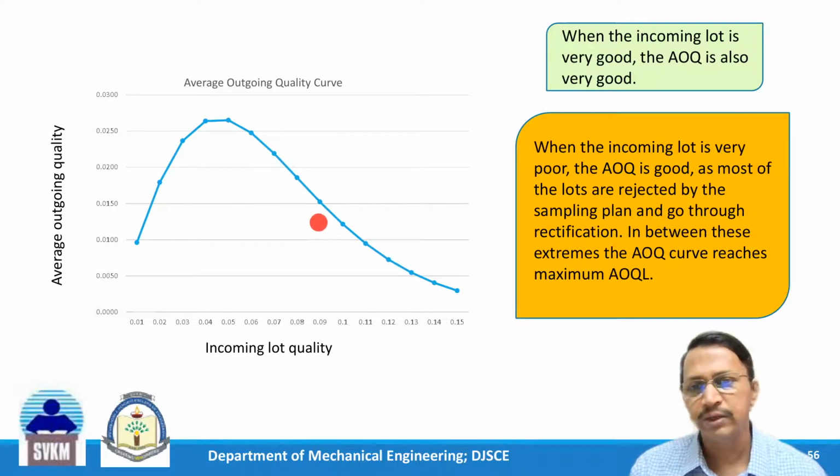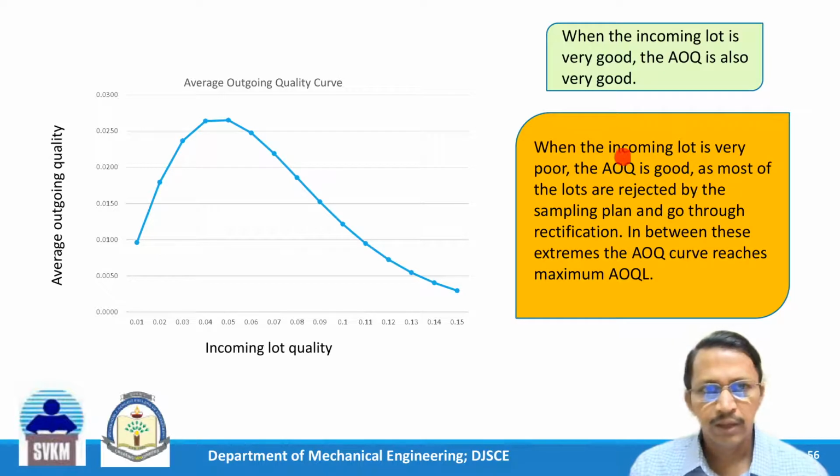The 2 points which should be noted from this curve: when the incoming lot is very good, the AOQ is also very good. Incoming lot quality is very good, 0.001 or 1% defective. You can see it is less than 1% outgoing quality. So very good, very good.